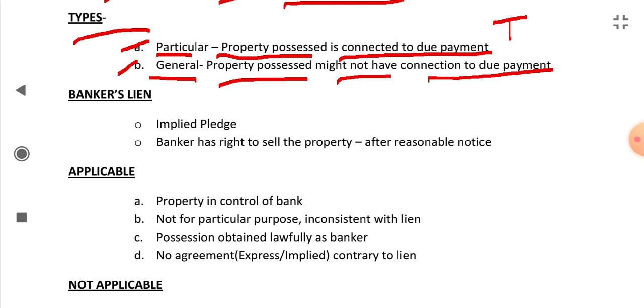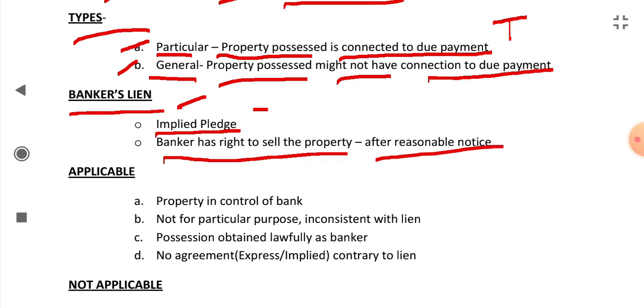Okay, now what is banker's lien? Banker's lien is an implied pledge, like indirectly taken as a pledge. Pledge is like mortgage of a movable property. The banker has the right to sell the property after reasonable notice. The banker can sell the property, but it has to give a reasonable notice.